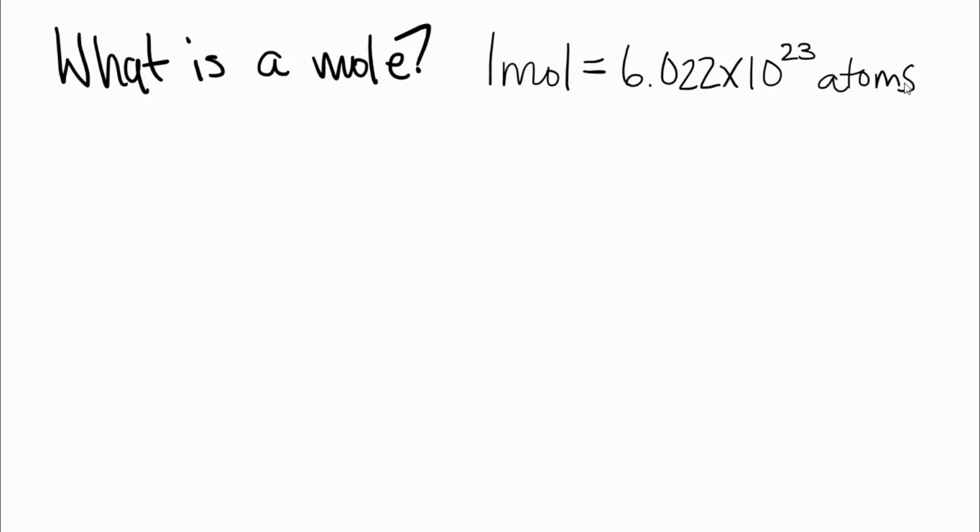So, we need to write out what a mole is. 1 mole is defined as 6.022 times 10 to the 23rd atoms, right? It can be either atoms, molecules, or particles, it doesn't matter. A mole is just a fixed quantity. So when you have a mole of something, that means you have 6.022 times 10 to the 23rd of that, right?